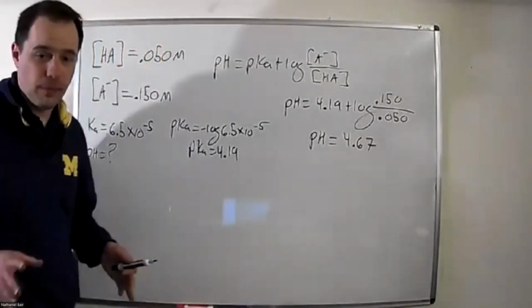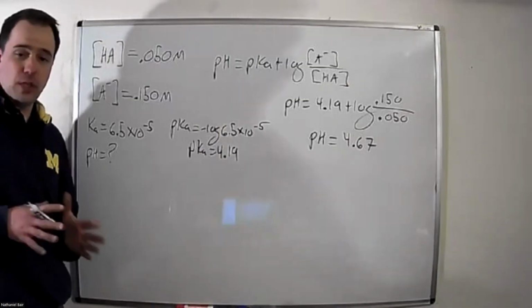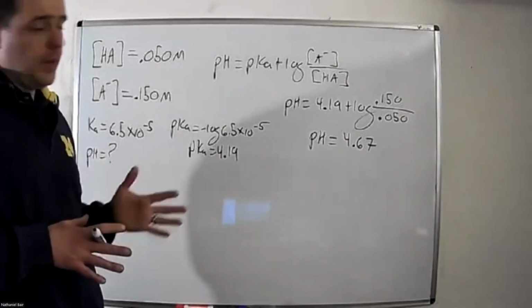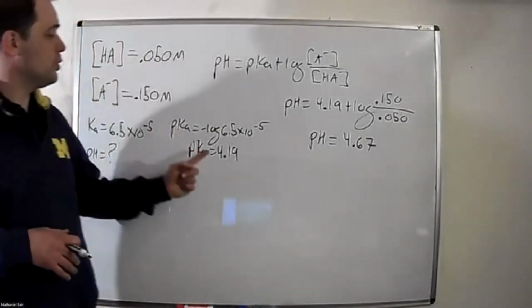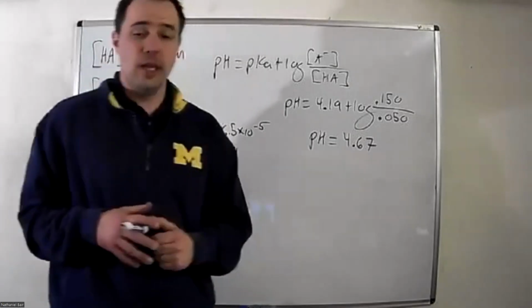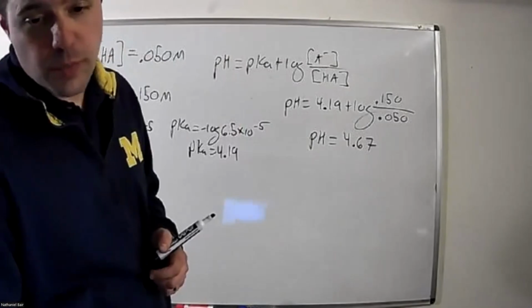How'd we do with that one? We get 4.67. Shouldn't be shocking. If it was a one-to-one buffer, we should get 4.19. But we have more base than acid, so it should be more basic than 4.19, and it is. It's 4.67. So it's more basic than the one-to-one pH would be.